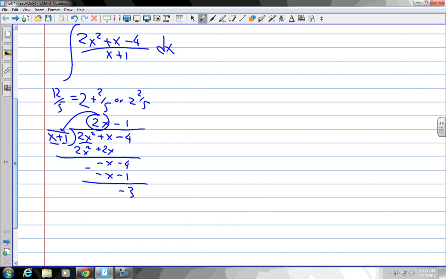That means this fraction is the same as 2x minus 1 minus 3 still divided by x plus 1 dx. It's still remainder divided by the divisor, just like when the remainder was 2, it's still over 5. That didn't go anywhere. Can we integrate that? That's no problem. That's just x squared minus x minus 3 natural log of x plus 1 plus a constant. So when faced with improper fractions, when the degree of the numerator is greater than or equal to the denominator, you can do the long division and then see what's left.